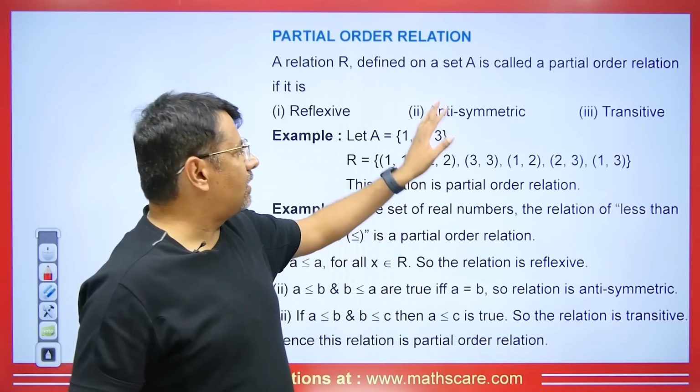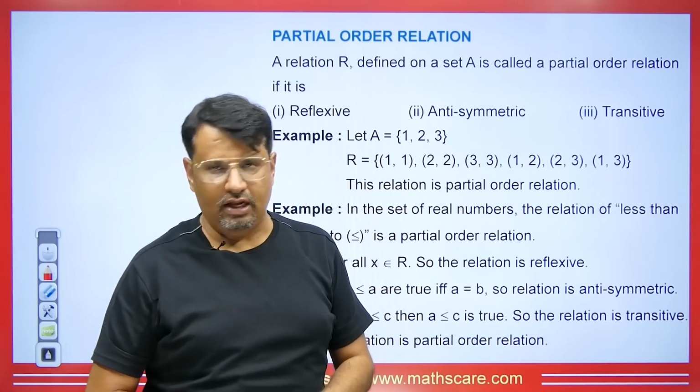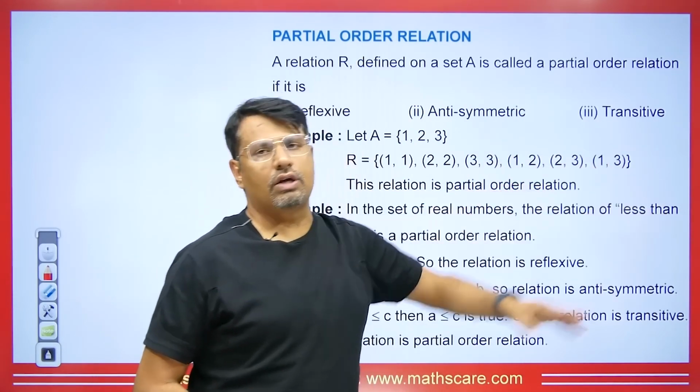Now let's check the symmetric. In the symmetry, if 1 is mapping with 2, 2 should also map with 1 as well. If 2 is mapping with 3, then 3 should also map with 2. If 1 is 3, then 3 should also be 1.